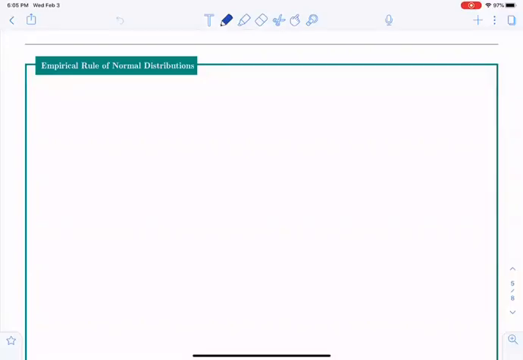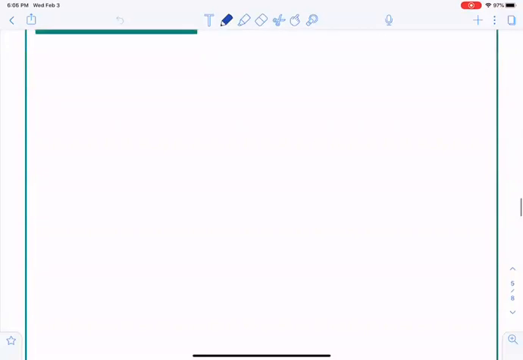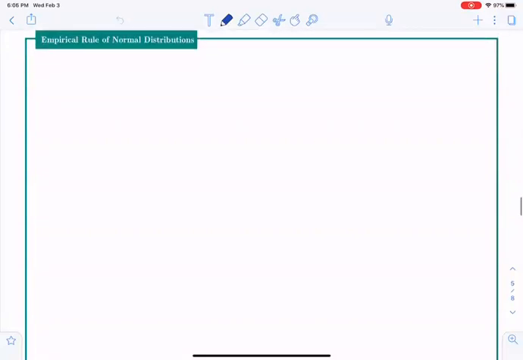So the empirical rule of normal distributions, as the name suggests, is for a normal distribution. Now you may say, well, what is this normal distribution that we're talking about? Or, what could it be? We've seen this before. A distribution that is symmetric, clearly isn't.